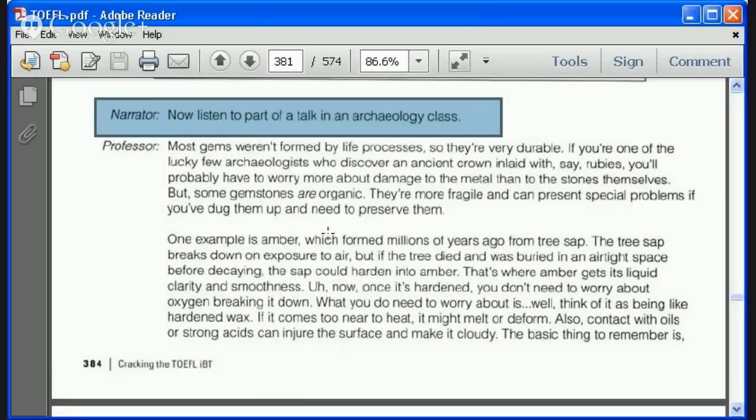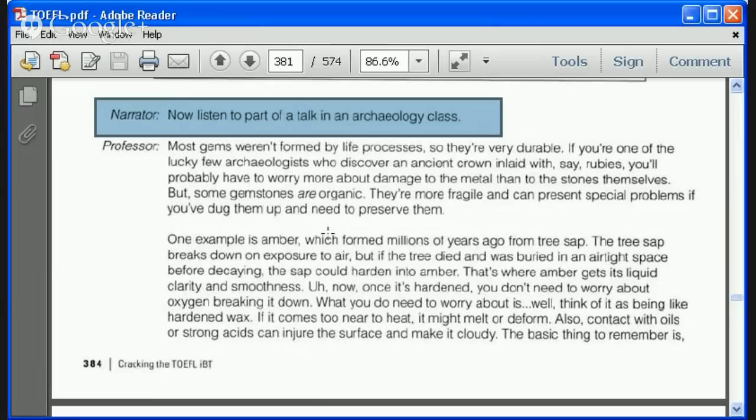Most gems weren't formed by life processes, so they're very durable. If you're one of the lucky few archaeologists who discover an ancient crown inlaid with, say, rubies, you'll probably have to worry more about damage to the metal than to the stones themselves. But some gemstones are organic. They're more fragile and can present special problems if you've dug them up and need to preserve them. One example is amber, which formed millions of years ago from tree sap. The tree sap breaks down on exposure to air, but if the tree died and was buried in an airtight space before decaying, the sap could harden into amber. That's where amber gets its liquid clarity and smoothness.